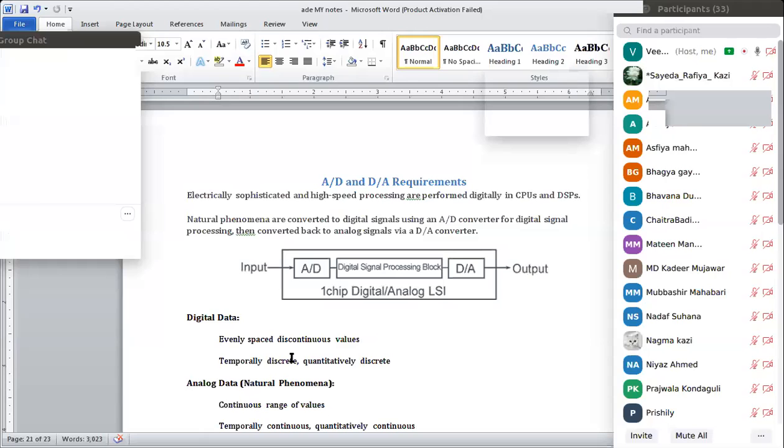Right. So the next topic is going to be analog to digital converter and digital to analog converter. This is very important for all of your future. What is the requirement? Why should I convert from analog to digital or digital to analog? First of all, electrically sophisticated or any high speed processing is performed digitally in all CPUs or DSPs.